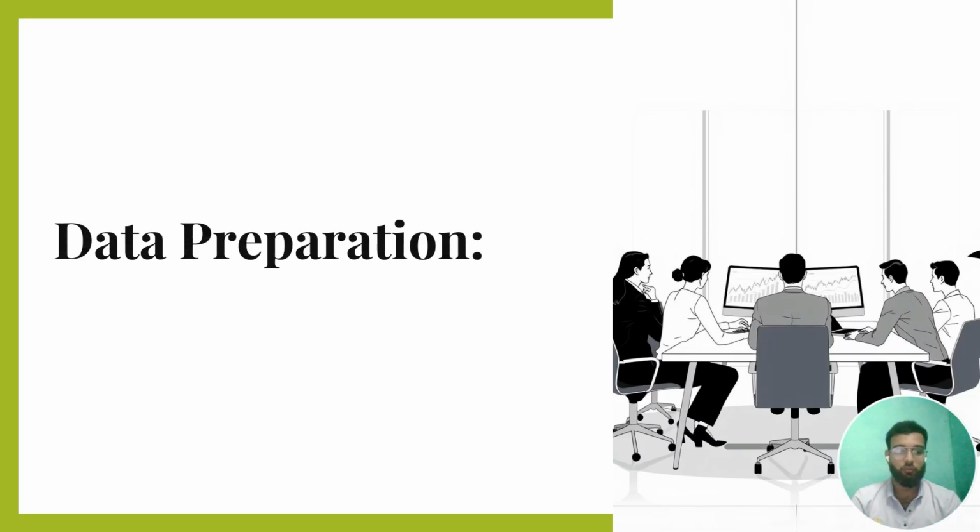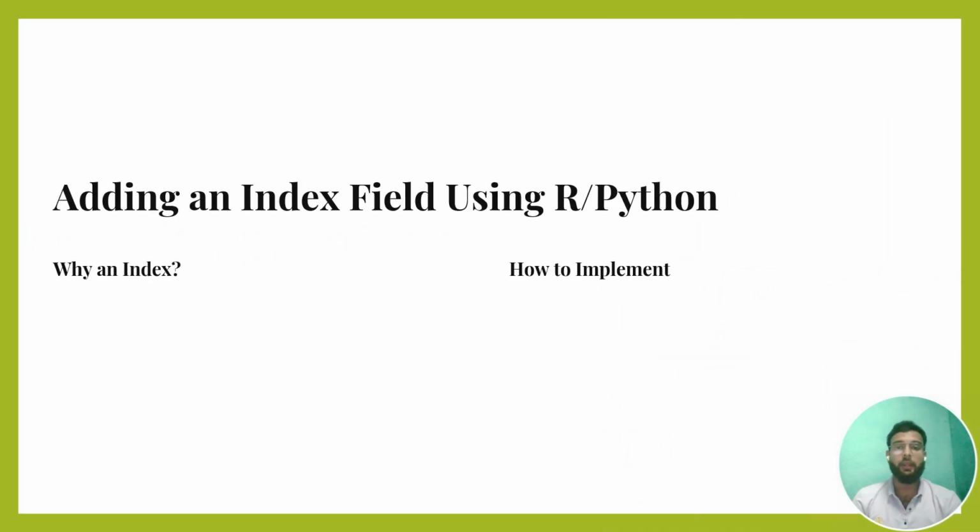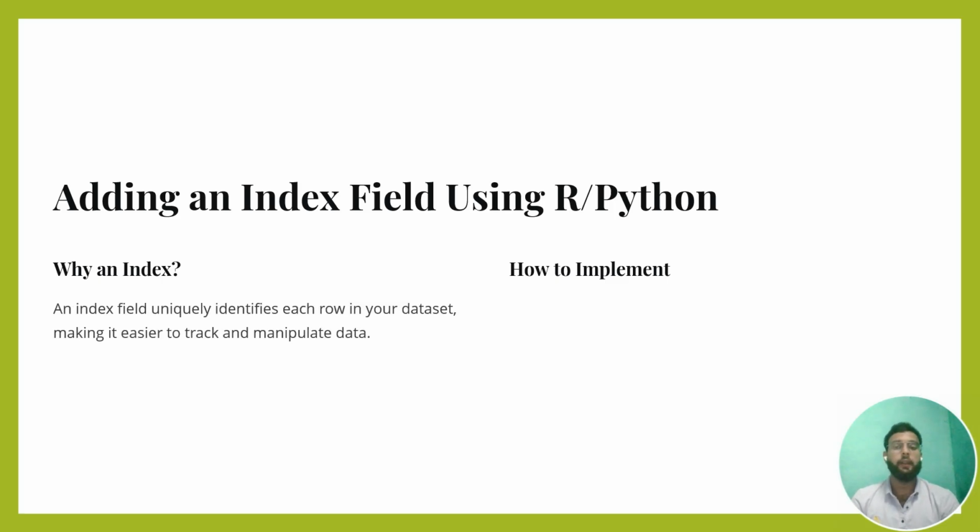Hello everyone, today is our second lecture of the data science course and today we are going to talk about data preparation. So first of all, we'll talk about adding an index field using R or Python, or how to do indexing in R and Python language. So first, why an index? An index field uniquely identifies each row in a dataset, making it easier to track and manipulate data.